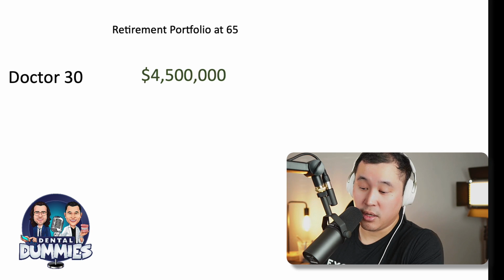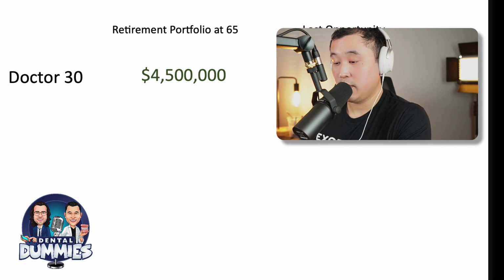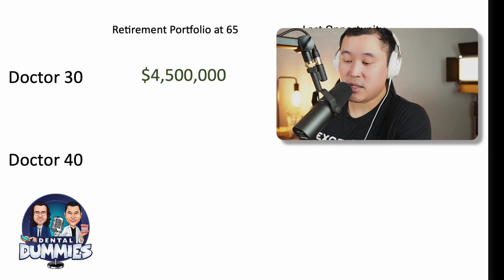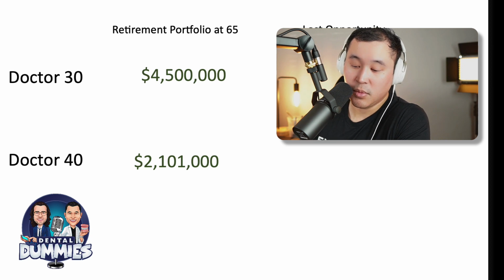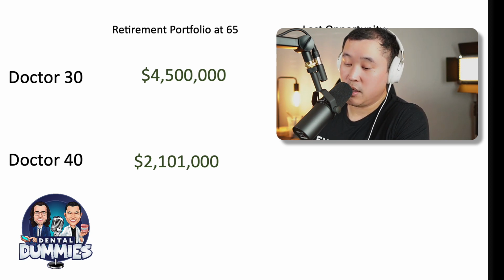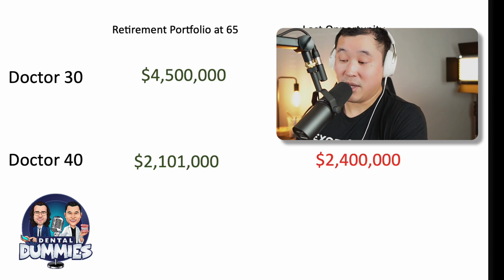Doctor at age 30, you start early enough, you'll have $4.5 million in the bank. Lost opportunity, zero. You maximize as much as you could. You started working, you had paychecks, and then you're socking this money away. Doctor at age 40, $2.1 million. Since you decided to not invest in the early parts of your career, you really literally lost out on the opportunity. The time has gone by.